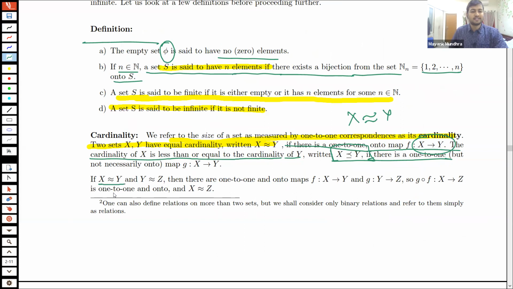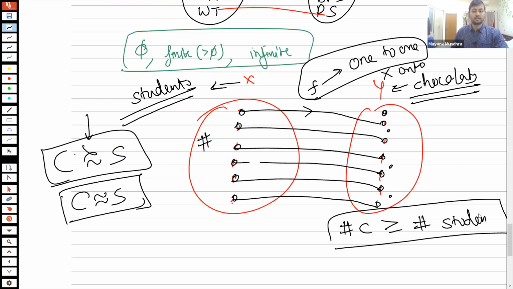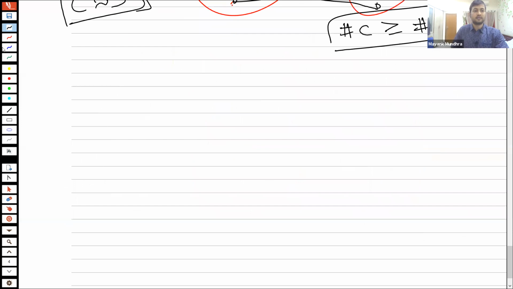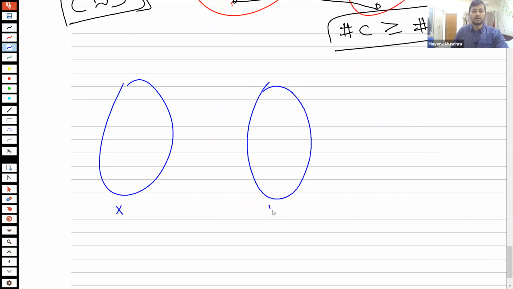Now, if x is equal to y and y is equal to z, then x should be equal to z. So this is basically a transitivity of sorts on cardinality. What this property is saying is, suppose you have a set x, a set y, and a set z.